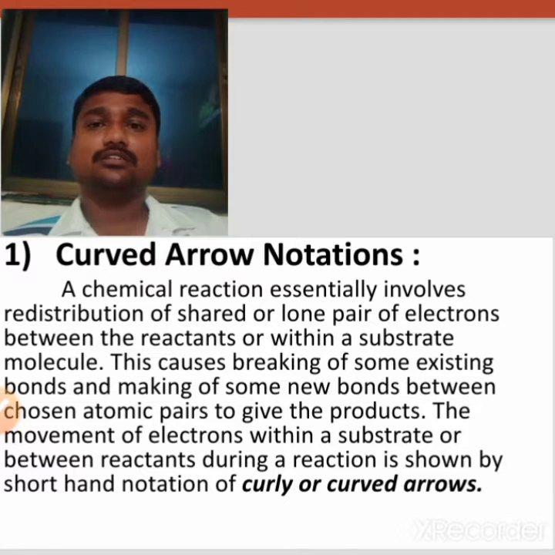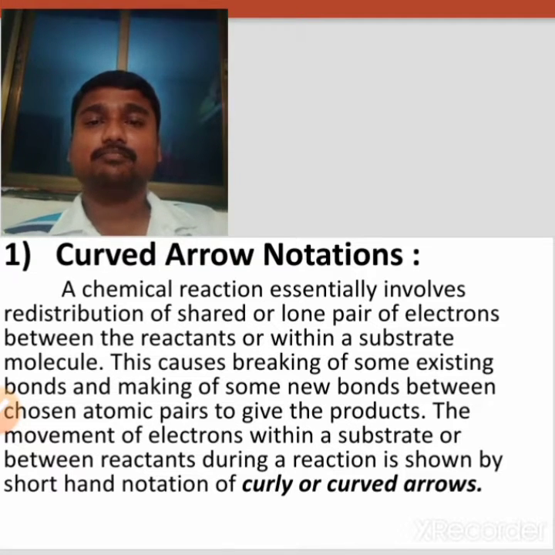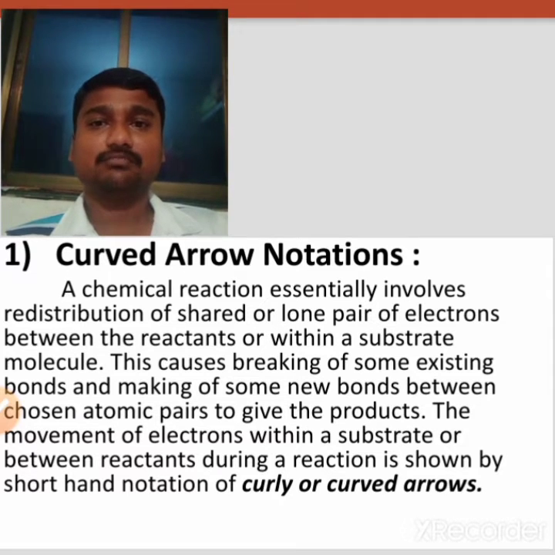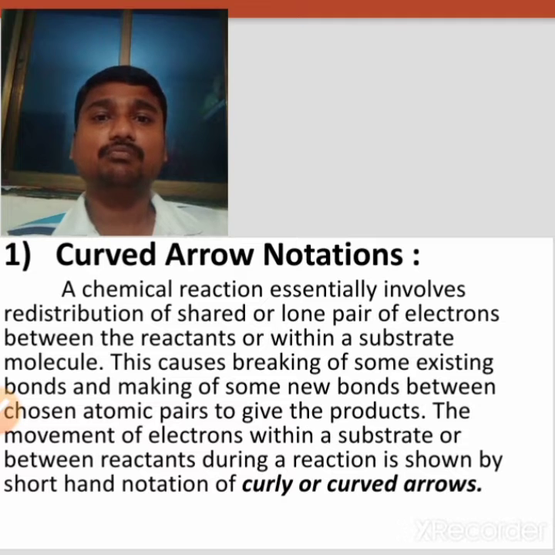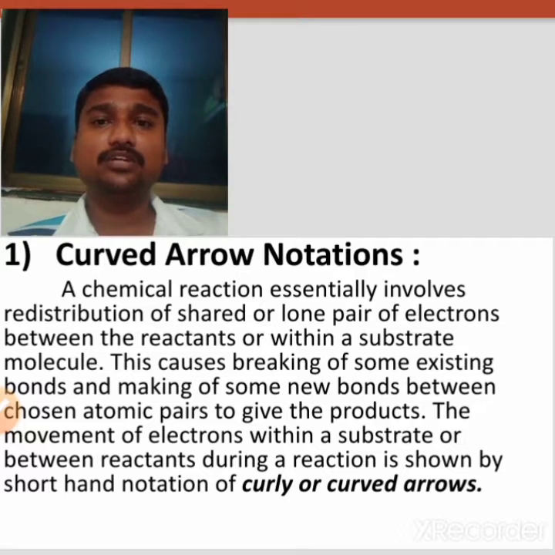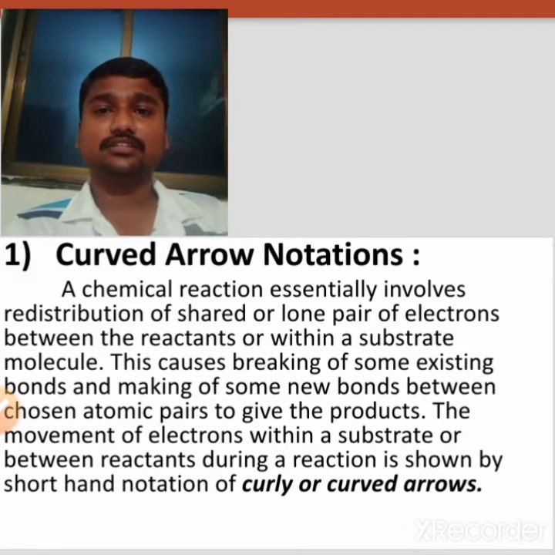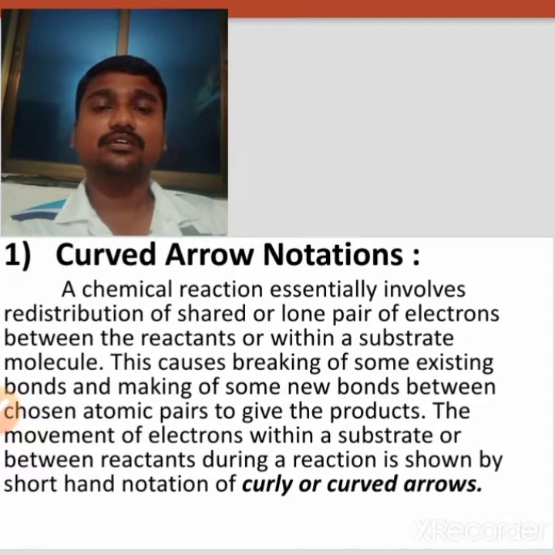First point of this topic, curved arrow notation. A chemical reaction essentially involves redistribution of shared or lone pair of electrons between the reactants or within a substrate molecule. This causes breaking of some existing bonds and making of some new bonds between chosen atomic pairs to give the products. The movement of electrons within a substrate or between reactants during a reaction is shown by shorthand notation of curly or curved arrow.